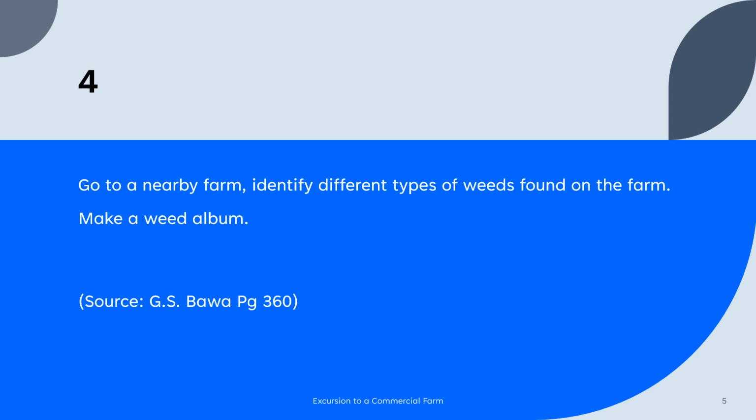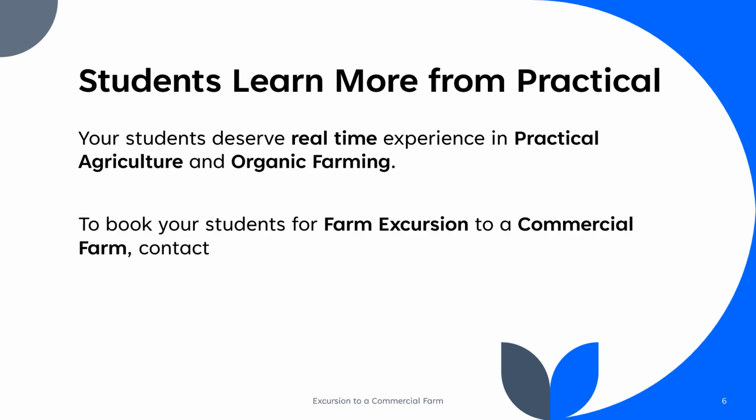4. Go to a nearby farm. Identify different types of weeds found on the farm. Make a weed album. Your students deserve real-time experience in practical agriculture and organic farming.